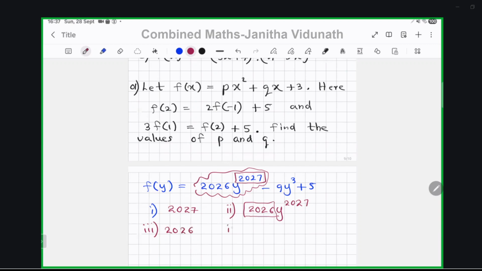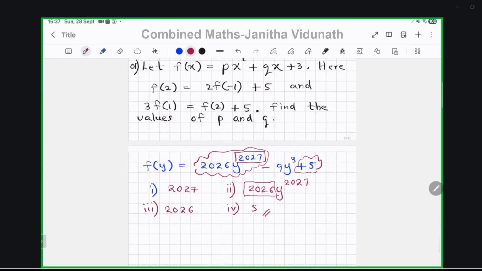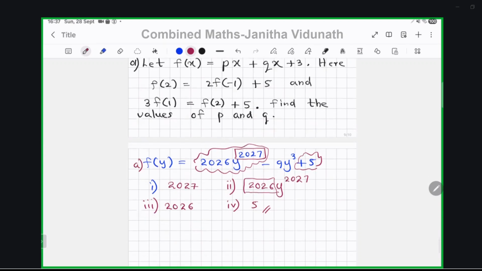Then our last question is the constant term. The term without the variable is 5, so the constant term is 5. Okay, those are the answers for part A. Now let's try to find the answer for part B.